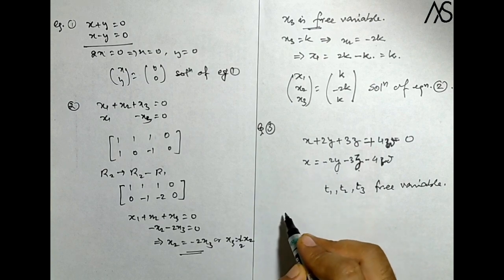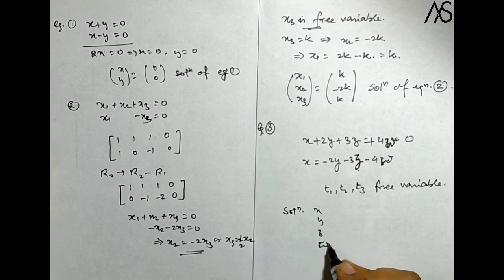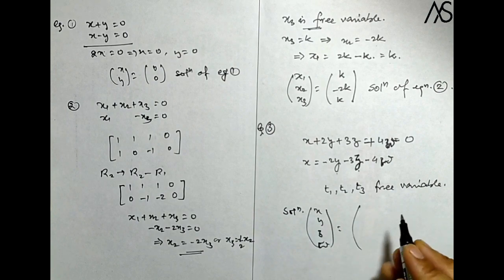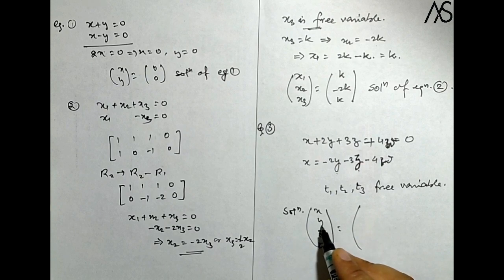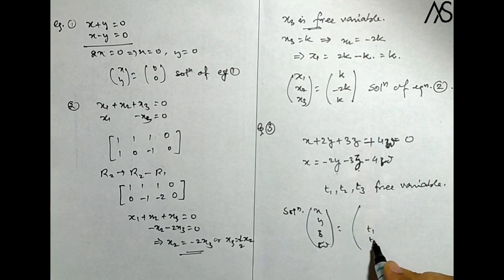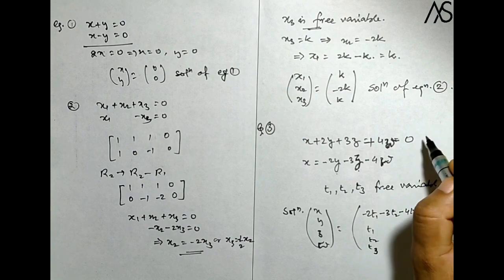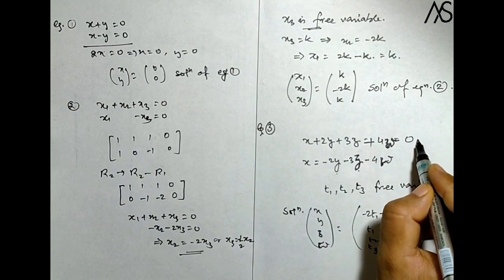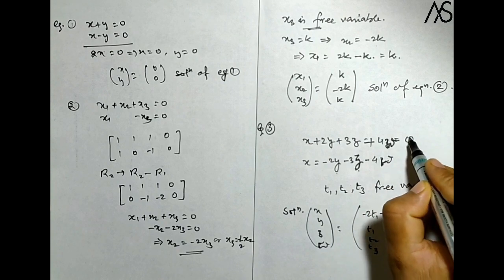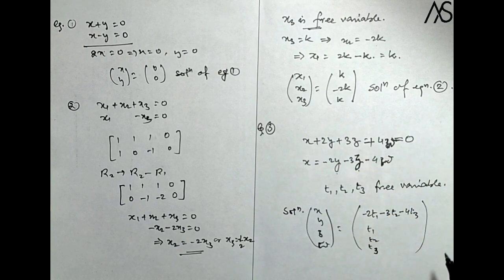Thus the solution x, y, z, w should be such that we take y, z, w as free, that is t1, t2, t3. Then the value of x should be minus 2t1, minus 3t2, minus 4t3. This is the solution of the equation. This one is the system, and for this system this one is the solution.